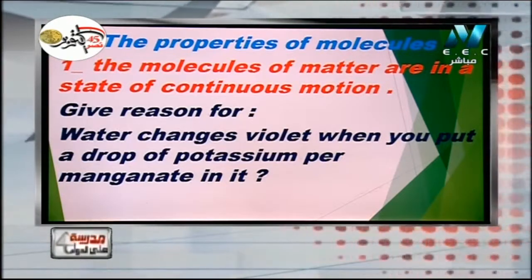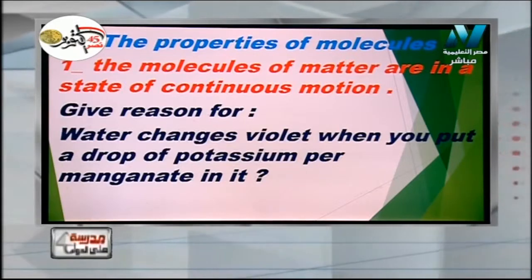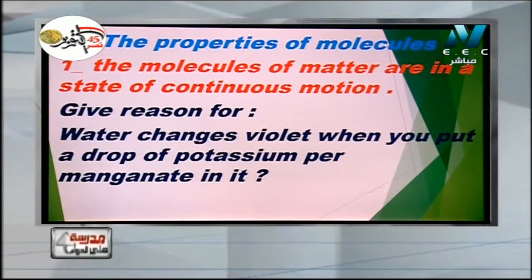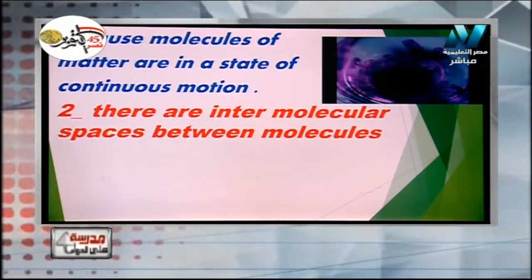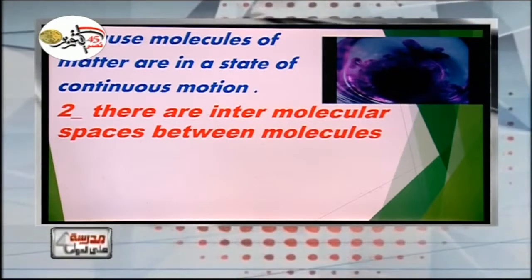So now there is a give reason for: why water changes violet when you put a drop of potassium permanganate in it. Potassium permanganate has violet color. When we put just a drop of potassium permanganate or just a drop of ink, blue ink maybe, in a cup or in a glass of water, after time all water changes to the same color of this drop that you put in. If it is potassium permanganate, you will get violet color. If you put a blue drop of ink, you will get blue color. Why? This is because molecules of matter are in a state of continuous motion.